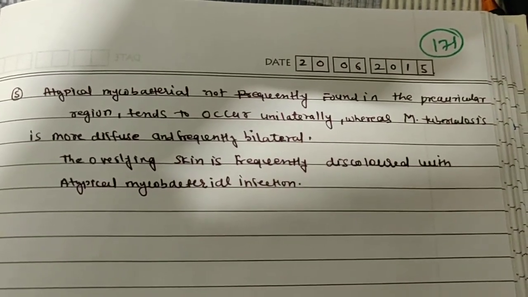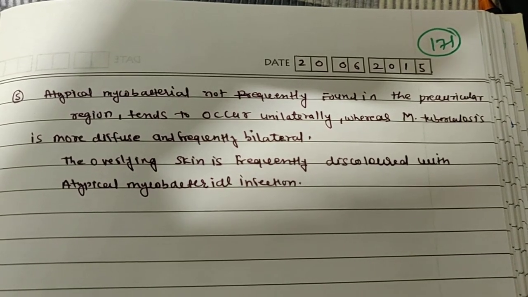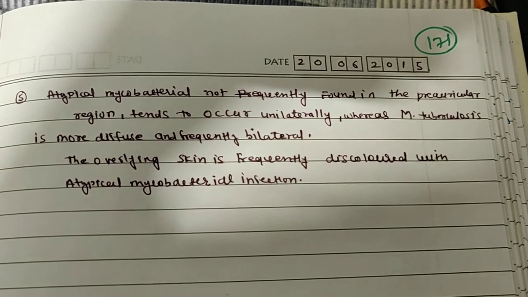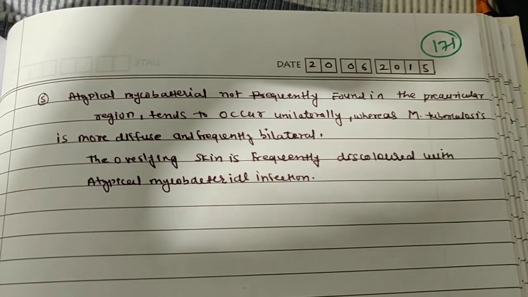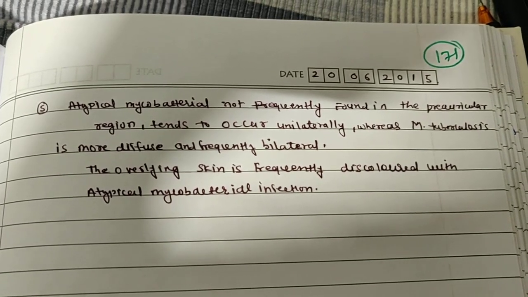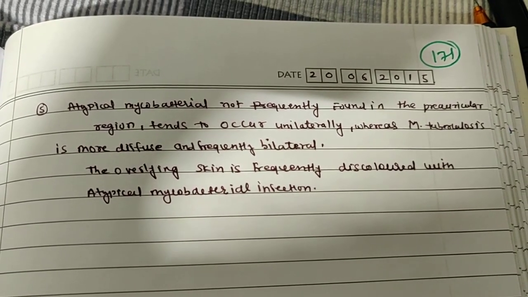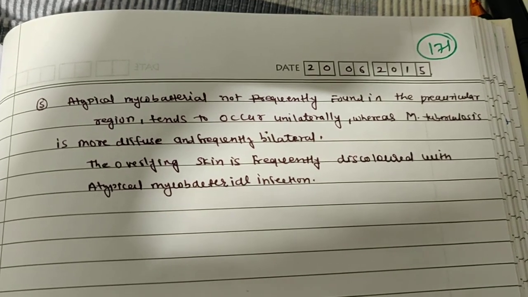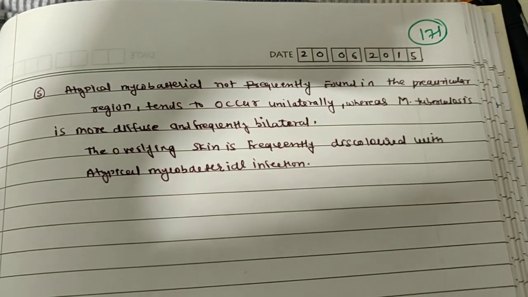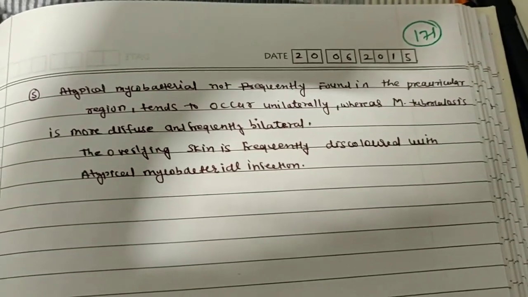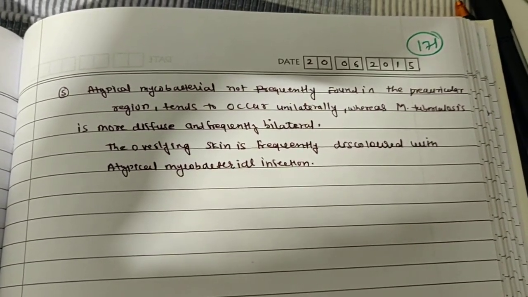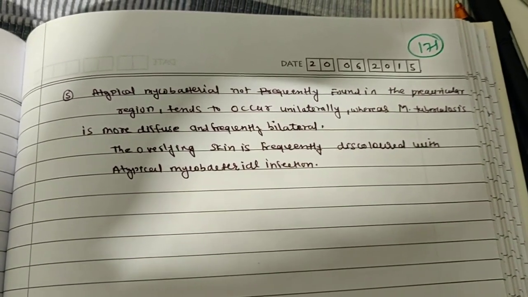Atypical mycobacteria are not frequently found in the preauricular region and tend to occur unilaterally, whereas Mycobacterium tuberculosis is more diffuse and frequently bilateral in the neck. The overlying skin is frequently discolored with atypical mycobacterial infection, whereas in tuberculosis it is painless with no discoloration of the skin of the neck. So this is about tuberculosis, or scrofula, of the neck. Thank you so much.